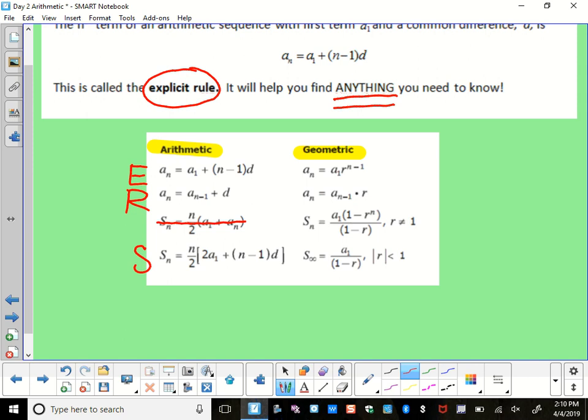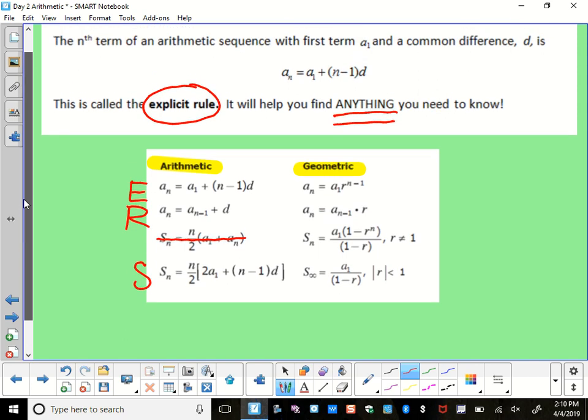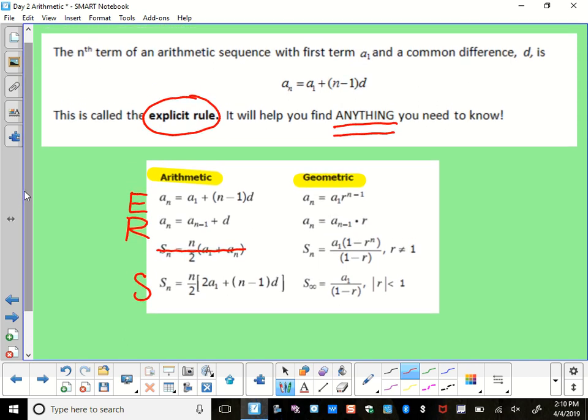The reason why it's important to write ERS is because sometimes your directions may say, write the explicit rule. Well, if you have all these formulas here and you know that we're doing arithmetic and it says explicit rule, then you know we're going to be using that first rule. Okay? I also want you guys to find some space.